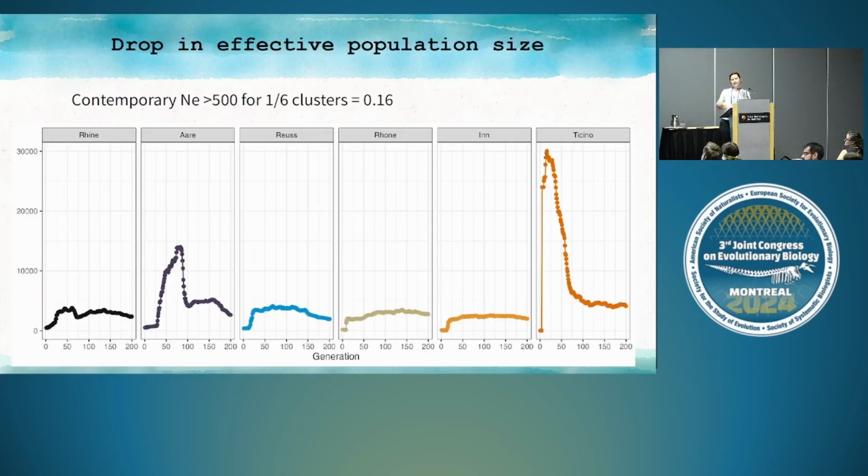And if we look at the effective population size, this is also kind of what we were expecting. We have seen a major drop in the last 25 generations for all the different clusters, most of them even within the last 5 generations. And only 1 out of 6 clusters that we could test has an effective population size above 500, which is, as you know, the new indicator that we're reporting to the CBD.